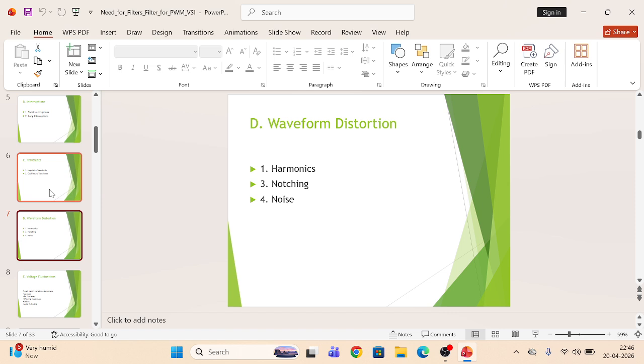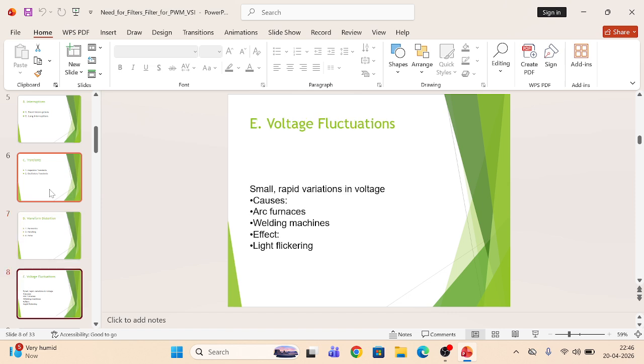Then waveform distortion. This waveform distortion happens due to harmonics, notching and noise. Harmonics means devices like mobile chargers, computers and LED lights create harmonics which distort the waveform. Noise means noise can come from nearby electrical equipment like motors or radio signals affecting the power line. Notching means notching occurs in power electronic devices like converters where a small cut appears in the waveform. That is called notching.